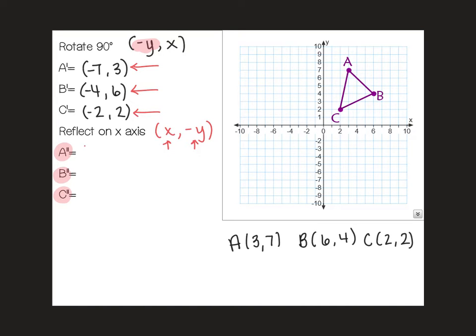So this time I would have negative 7, 3, and the second value changes sign, so that's going to become a negative 3. I would have negative 4, 6. Again, the second value changes sign, so it becomes negative. And lastly, negative 2, 2. This would become negative. And so my new shape would be right here.